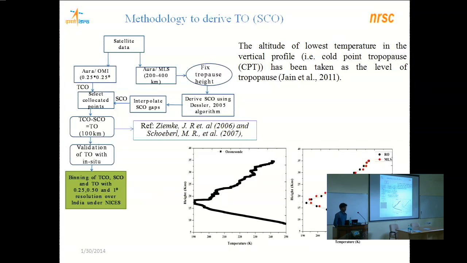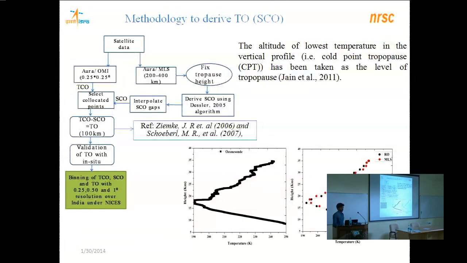Recently INSAT-3D was launched, but it gives total columnar ozone from the surface to the top. From this I am trying to derive only tropospheric and stratospheric columnar ozone. I'm separating these two components. For this I have used NASA satellites. In future I am going to derive tropospheric ozone from INSAT-3D.